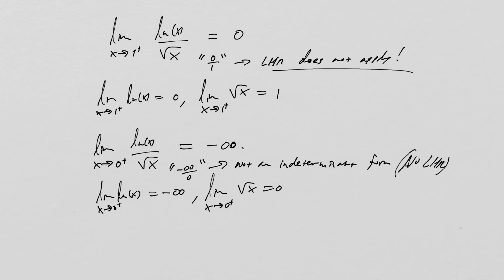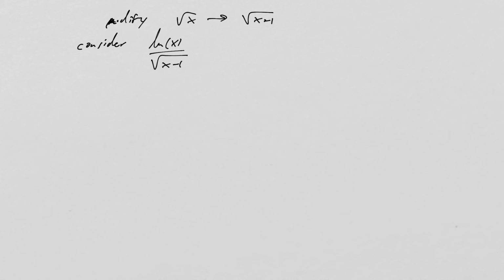Okay, so now I want to talk about one more problem. This is another limit where we are going to use L'Hopital's rule. So let's modify it: we're going to make it root x, and now it's going to be minus 1. All right, so now consider natural log of x over root x minus 1, and we're going to take the limit as x goes to 1 from the positive side.